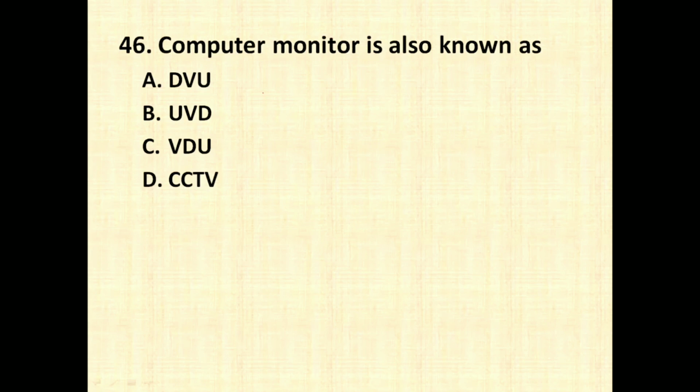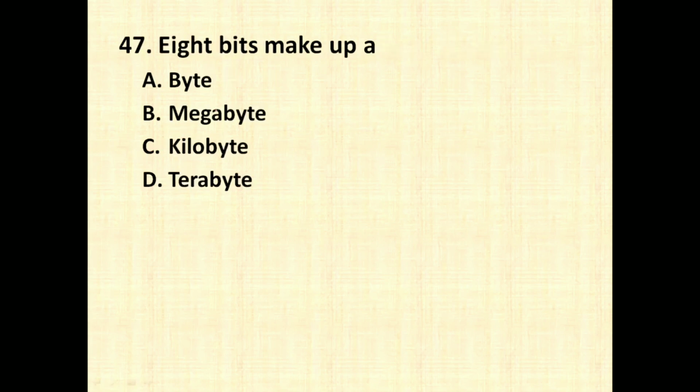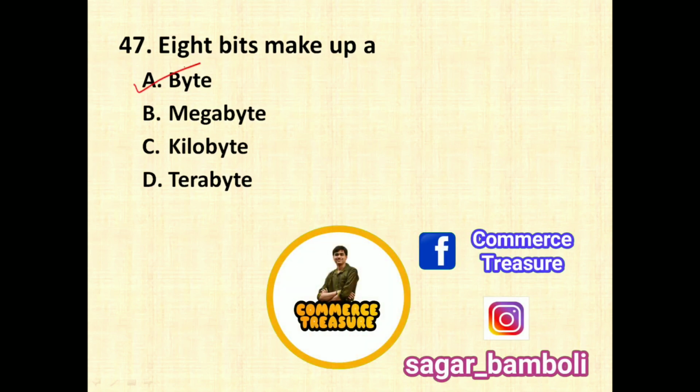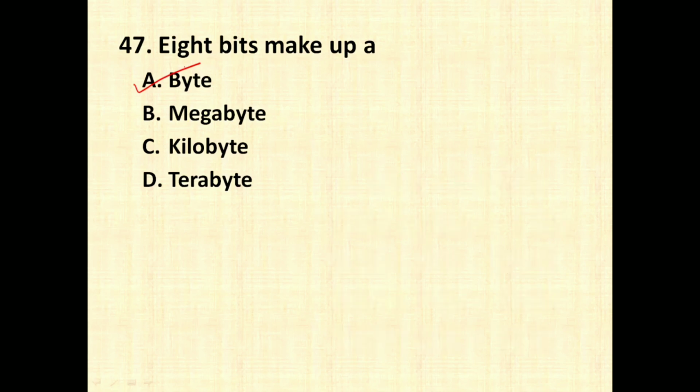A computer monitor is also known as DVU, no, UVD, no, VDU, yes. So it is also called a visual display unit. 8 bits make up a byte, megabyte, kilobyte, terabyte. So option number A, byte, is the right answer. 8 bits become a byte, 4 becomes a nibble, then 1024 bytes becomes 1 kilobyte, then 1024 KB becomes 1 MB, 1024 MB becomes 1 GB, and then 1024 GB becomes 1 TB or 1 terabyte.